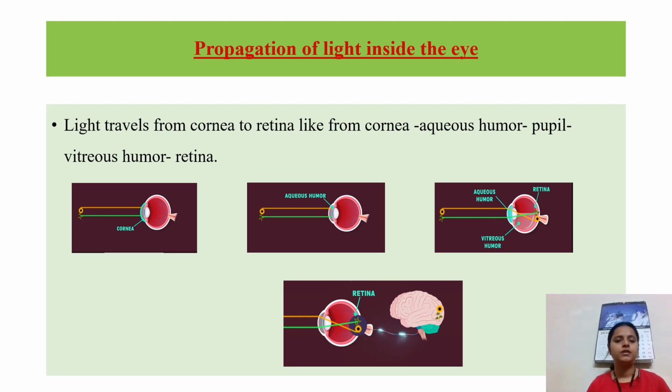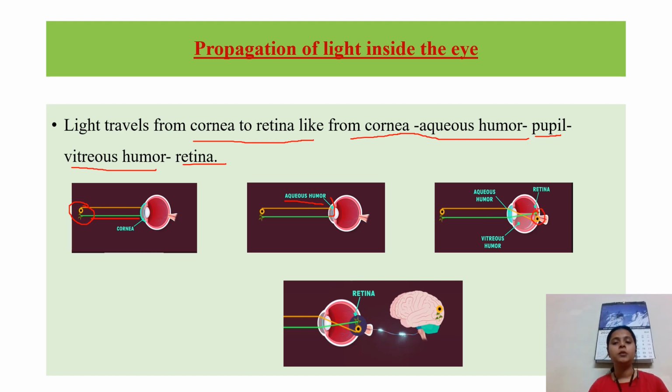Today we are going to learn about the propagation of light inside the eye. Now let's see what is written here. Light travels from the cornea to the aqueous humor, from the aqueous humor to the pupil, from the pupil to the vitreous humor, and from the vitreous humor to the retina, where the image is formed. Here we have a picture of a sunflower, and the light from it travels through the cornea, aqueous humor and vitreous humor, and the image forms at the retina.